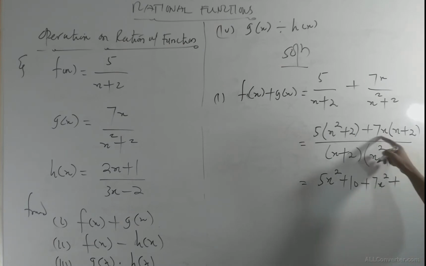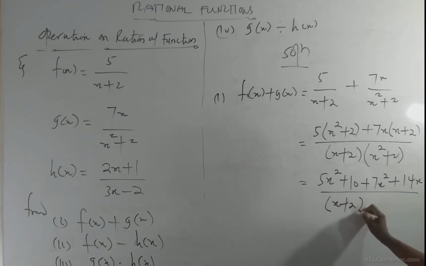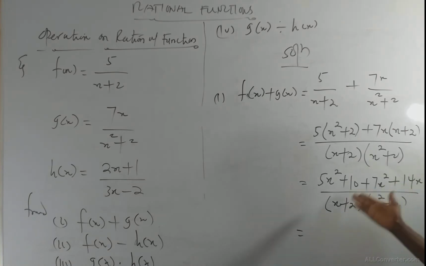Then plus 7x times 2 will give us 14x, all divided by our denominator, that is x plus 2. Then we have x squared plus 2. So we simplify the numerator. We add the like terms together.